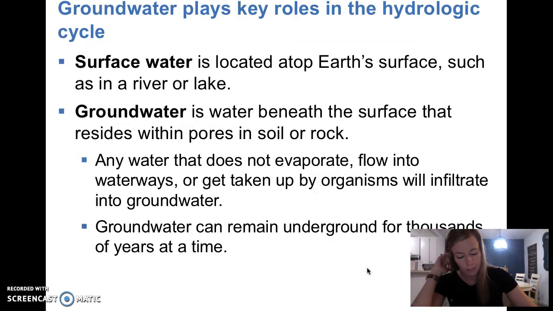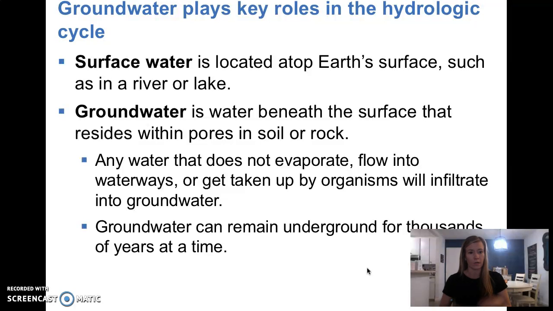Then we have groundwater. Groundwater plays key roles in the hydrologic cycle. Surface water is located atop the Earth's surface, as found in a river or a lake. So water that you can see on the Earth is surface water because it is above the surface. Groundwater is beneath the surface, and it resides within pores in rock or soil. So it's kind of like a sponge.